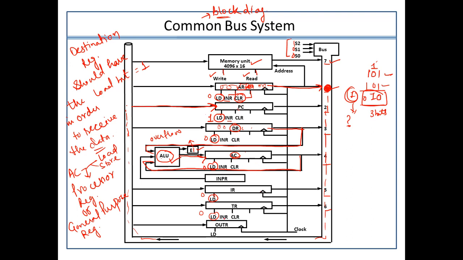Now, along with that, there are input and output registers. You might have observed that these registers are not directly participating in this common bus line. The reason is that these input and output registers are basically connected with the peripherals.